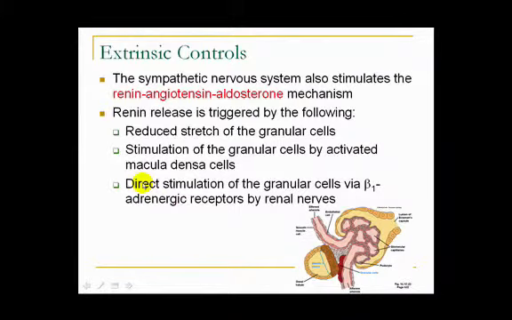And the third thing is your sympathetic nervous system. So the granular cells here can be stimulated with epinephrine, norepinephrine, because they have beta-1 receptors. Remember your beta-1 adrenergic receptors. And that can stimulate them to release renin.